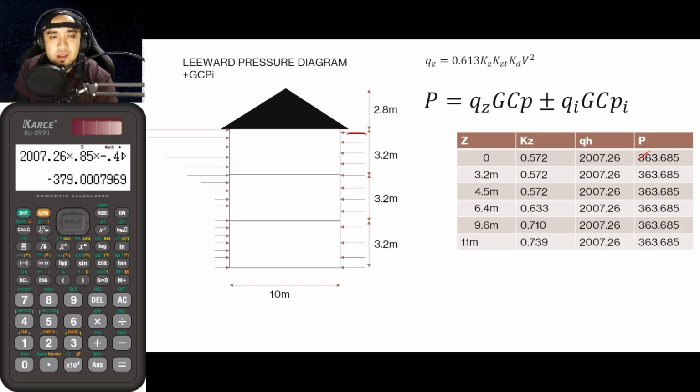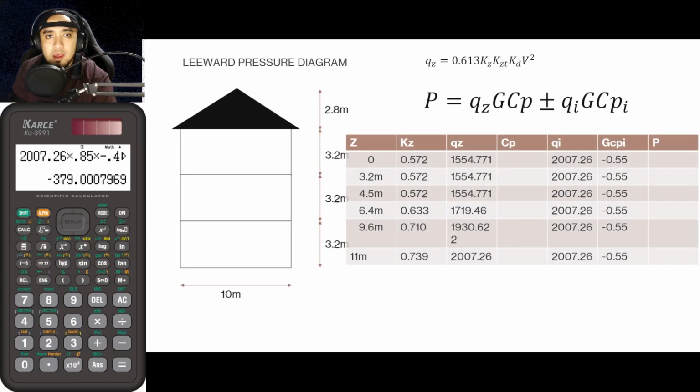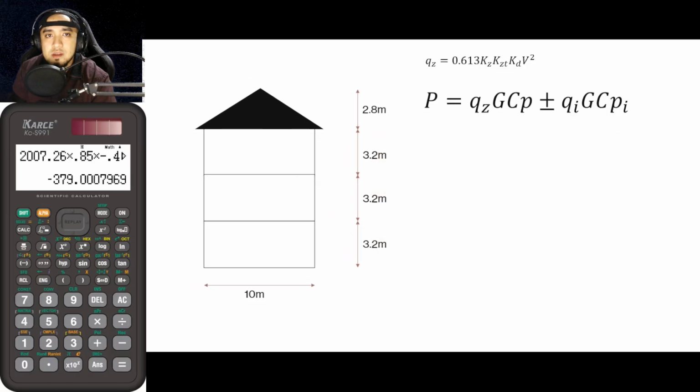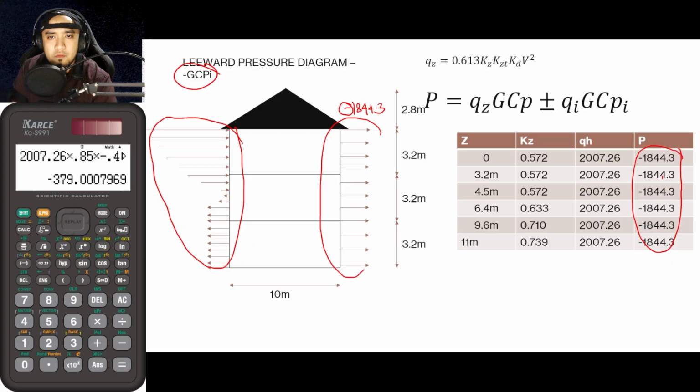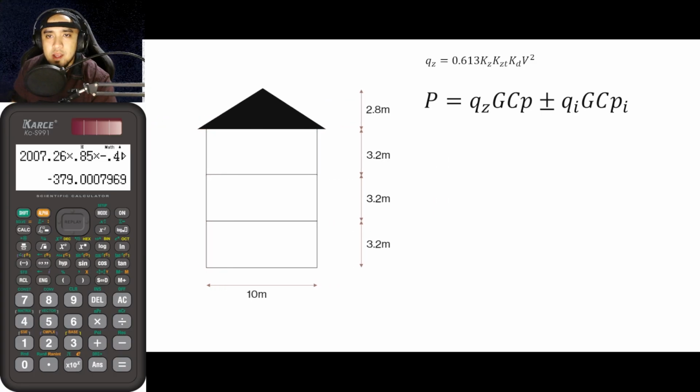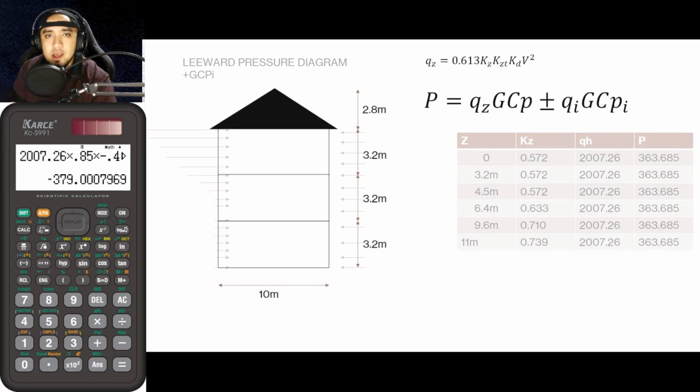So as you can see, this is the windward and this is the leeward. This is for positive GCpi. But in the event of negative GCpi, this is now what it would look like. So this is for the negative GCpi for windward, and this is for the negative GCpi for leeward. Okay, so last up, what about for sidewalls?